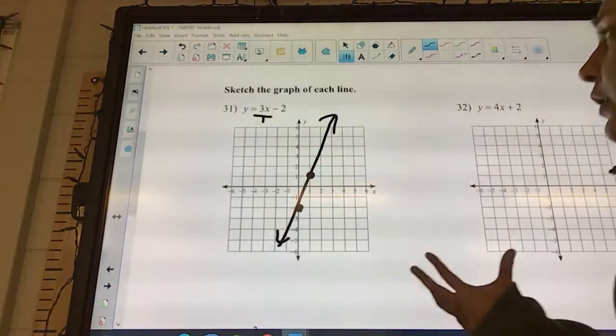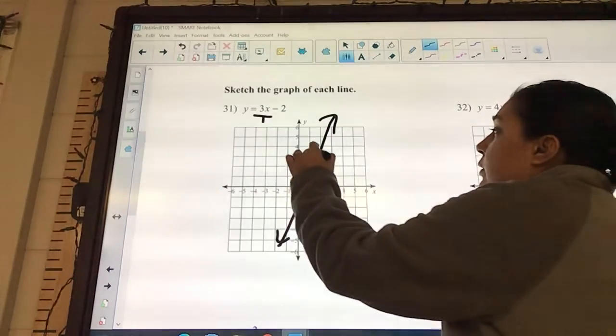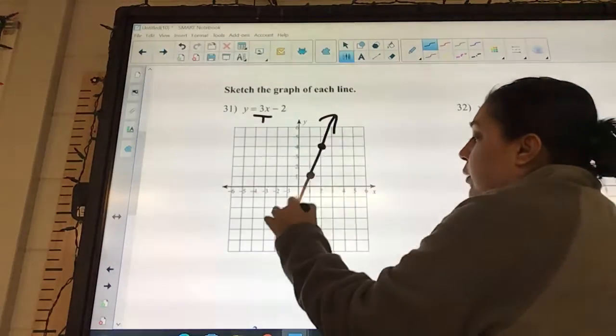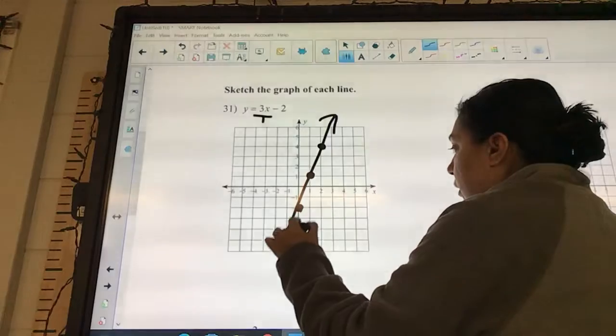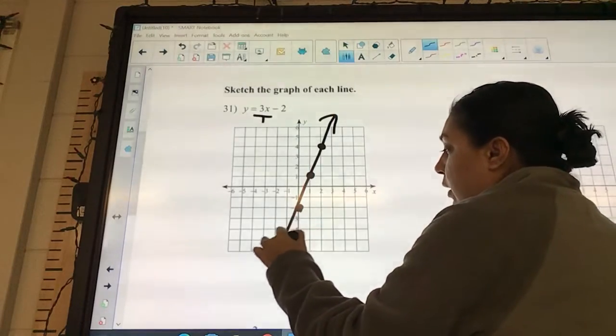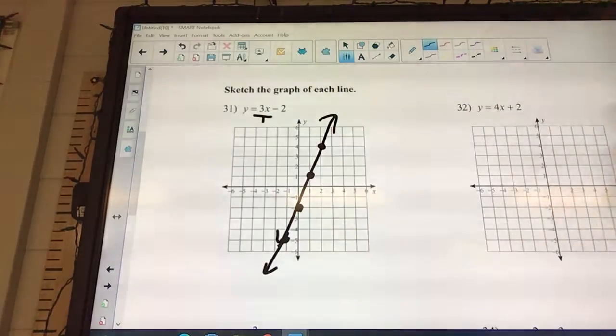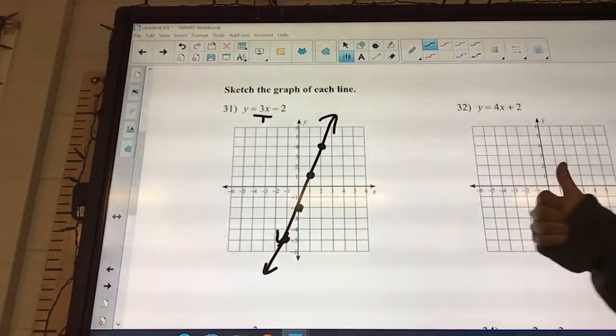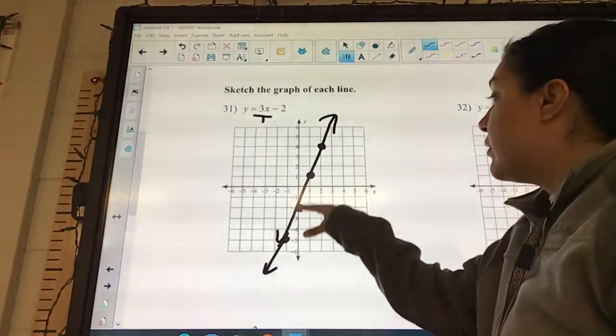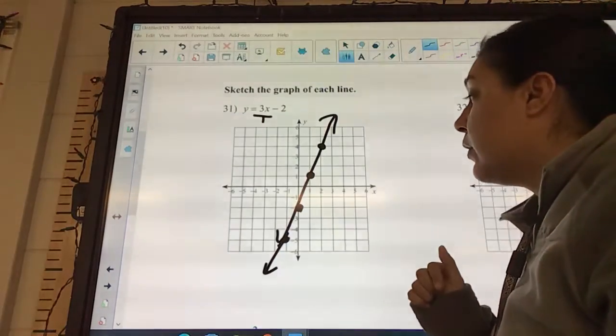Okay, now you could go up 3, 1, 2, 3, and over 1 again and make another point, or you could go down 3, 1, 2, 3, and over 1 and make another point and make your line like super looking great. Okay, but you have to plot 2 points. Okay, one being the slope, the next closest point, and the y-intercept. Okay.